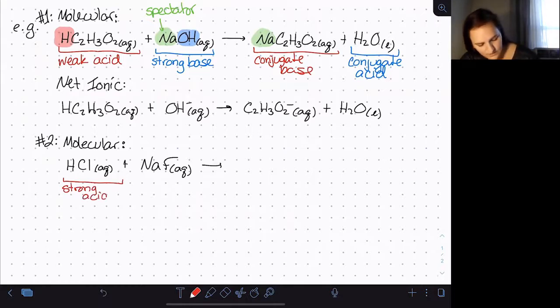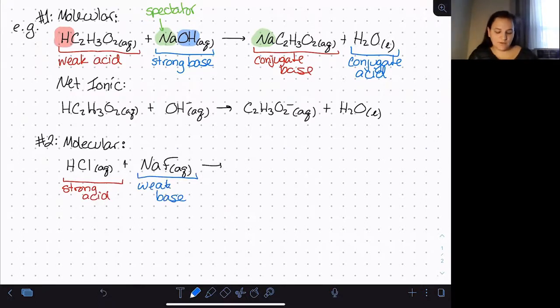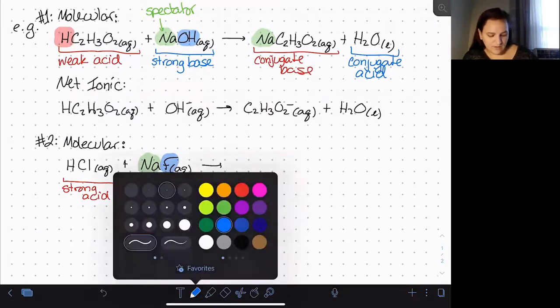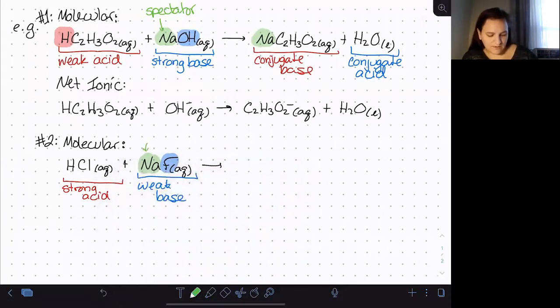And I will tell you that sodium fluoride is a weak base. Specifically, it is the fluoride ion that is acting as a base, and the sodium is once again just a spectator. Sodium is pretty much always a spectator. But the fluoride itself functions as a weak base. So with our acid, we have this acidic hydrogen.